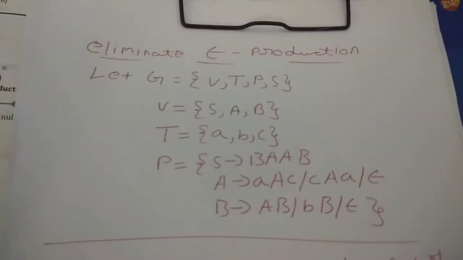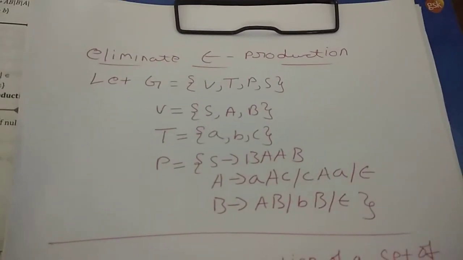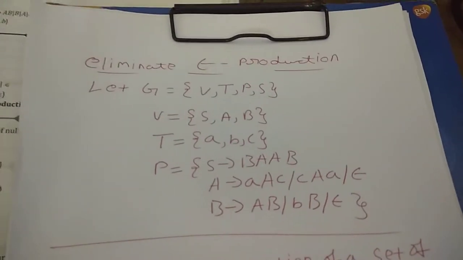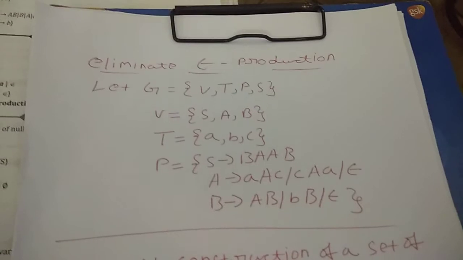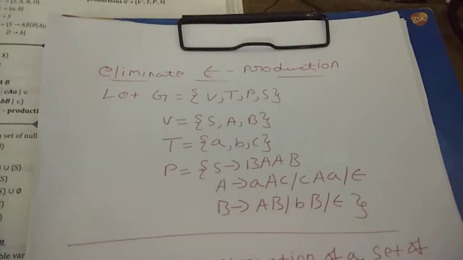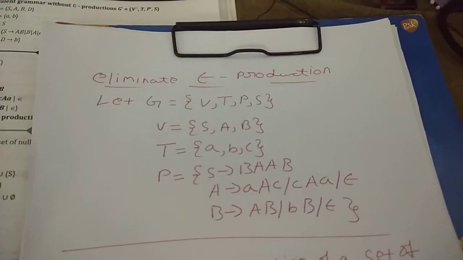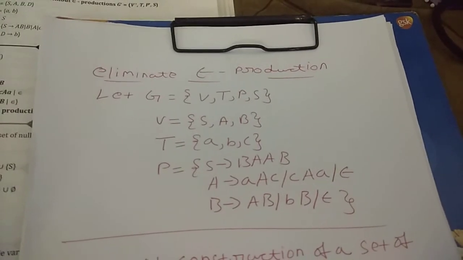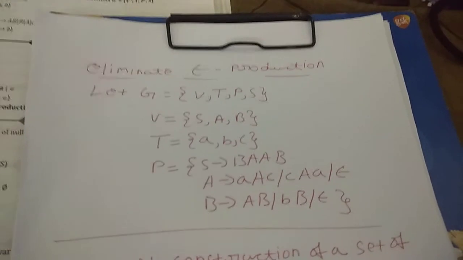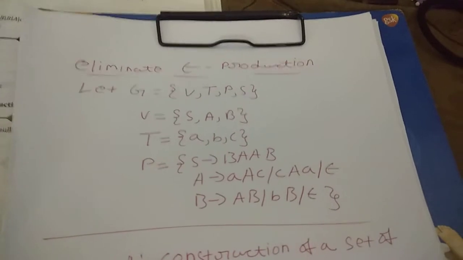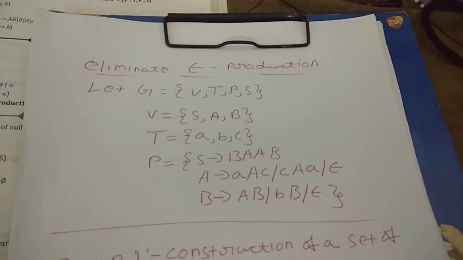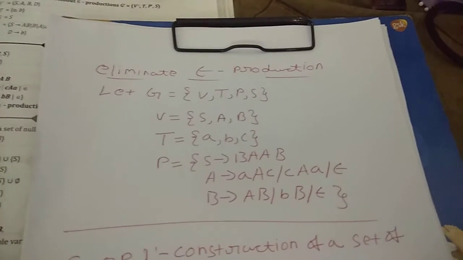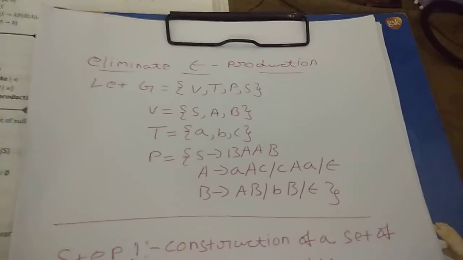Here is the problem: the grammar G is given as (V, T, P, S). V is the set of non-terminals, T is the set of terminals, P is the set of productions, and S is the starting symbol. Here V is the non-terminals S, A, B, and T is the terminals a, b, c, and these are the productions. You can see that A tends to epsilon is also there and B tends to epsilon is also there. This means that in this set of productions we have epsilon productions.